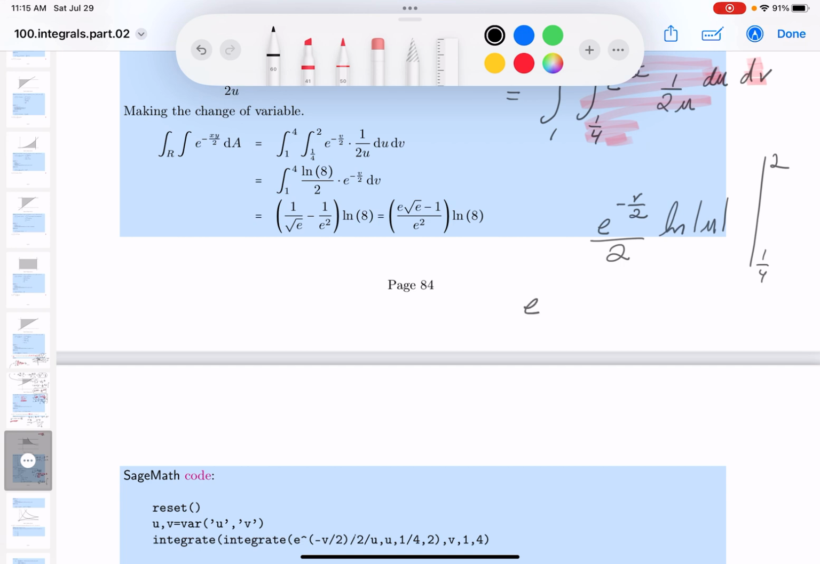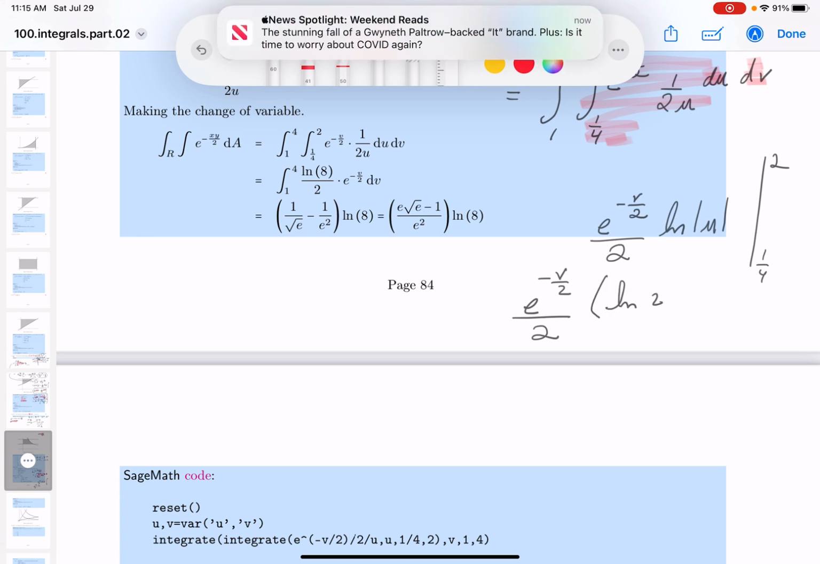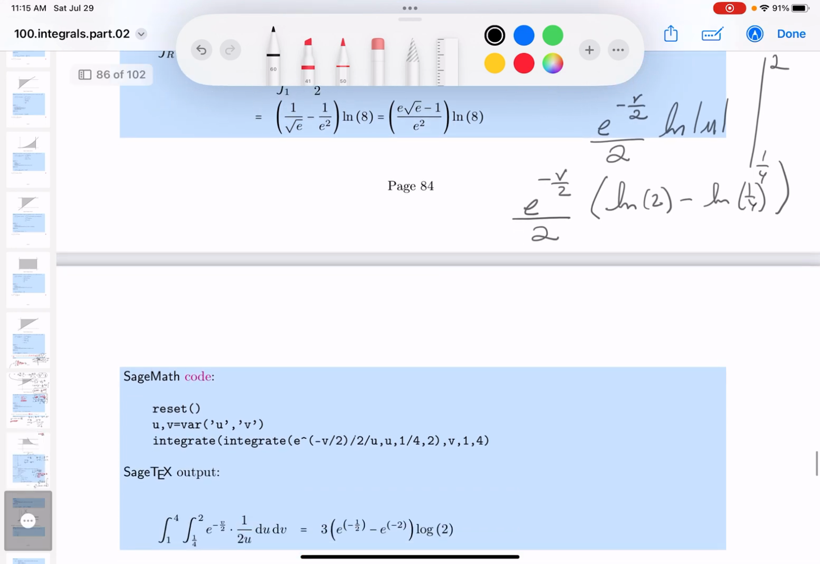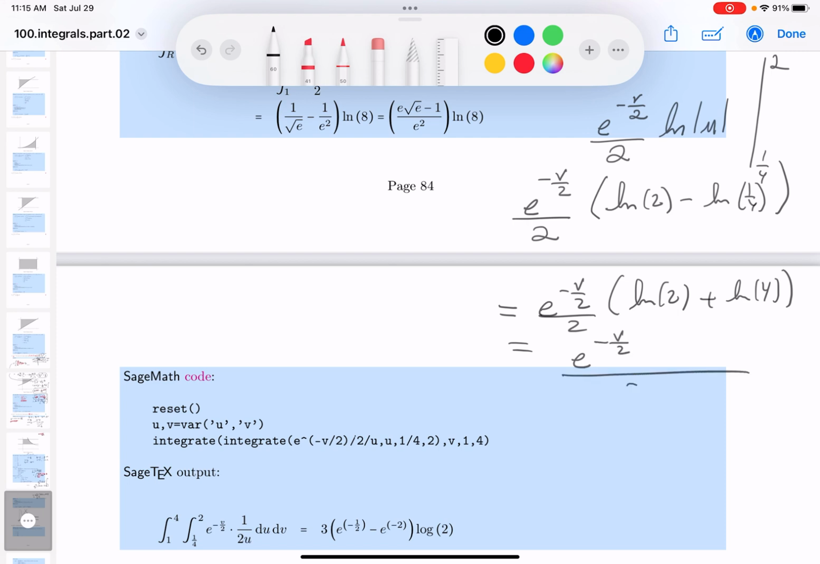So what do you get? E to the minus v over 2, this is over 2. And then it's going to be ln 2 minus ln 4. I'm sorry, 1/4. Sorry about that. All right, I got to figure that out. So it's going to be equal to e to the minus v over 2, that's going to be ln 2, and it's going to be now plus ln 4. What does that give me? I forgot the 2 over here. It gives me e to the minus v over 2, there's a 2 here. ln 2 plus ln 4 is ln 8.